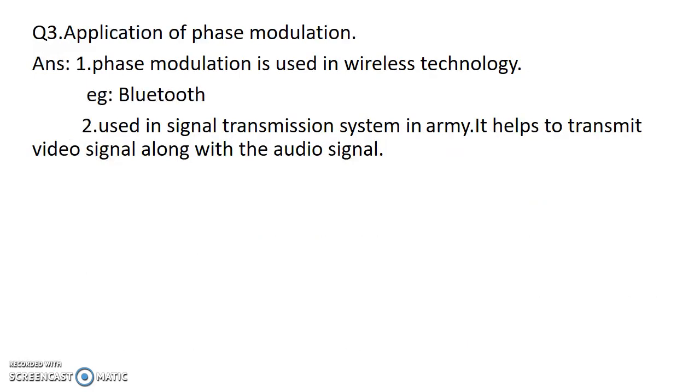Phase modulation is used in wireless systems or wireless technology, for example Bluetooth. Phase modulation is also used in signal transmission systems in the army. It helps to transmit video signal along with audio signal. So hope this video will help you.